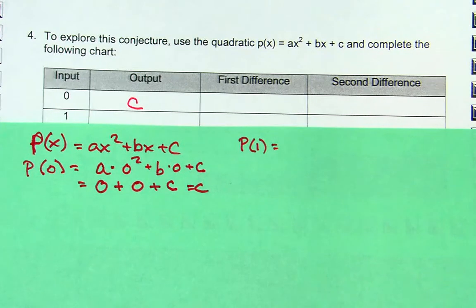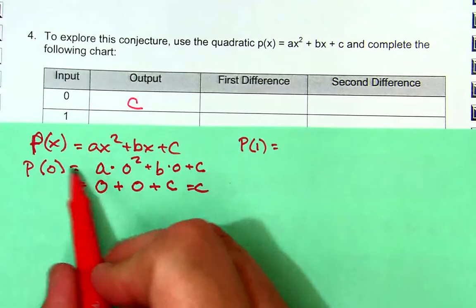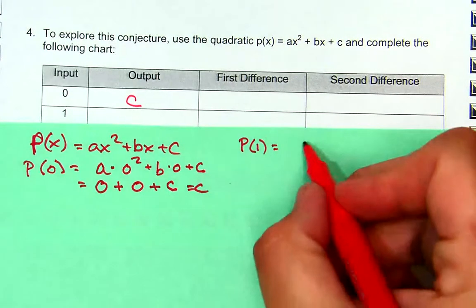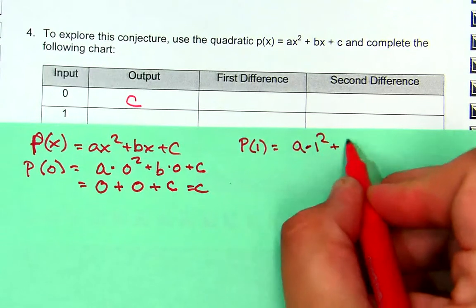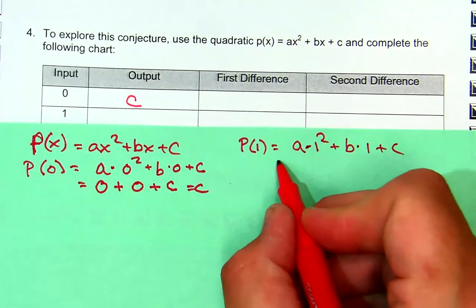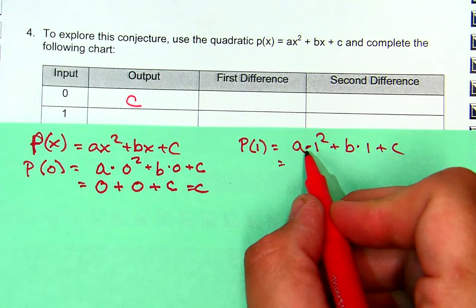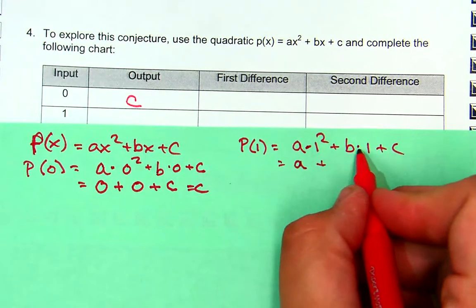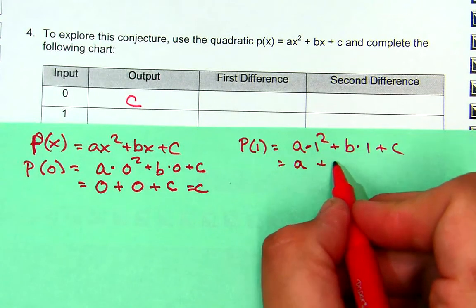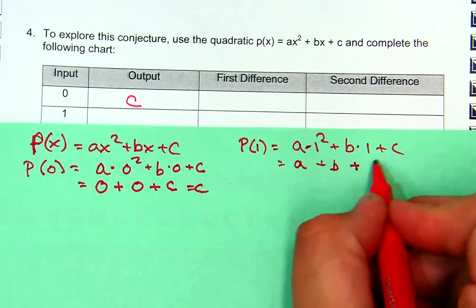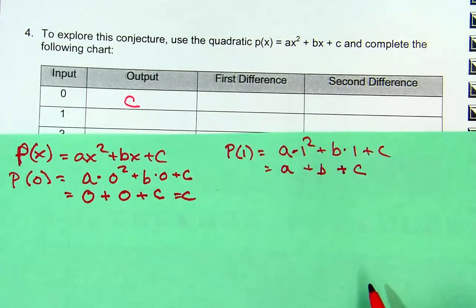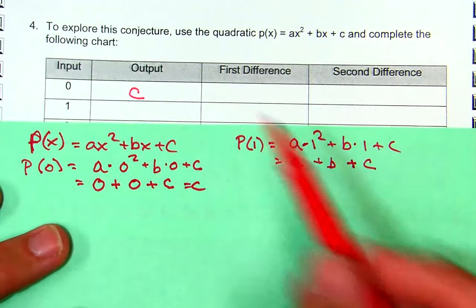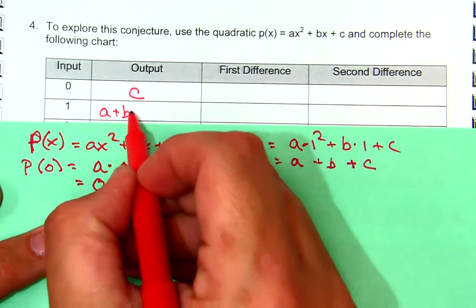Alright, so we were able to figure out that by plugging in P of 0, we got C. Now, P of 1 is A times 1 squared plus B times 1 plus C. Now, what's 1 squared? 1 times A is A. Now, what's B times 1? B, and plus C. No, these are just outputs. That's what we're finding right now, is just outputs. So that's going to be A plus B plus C.